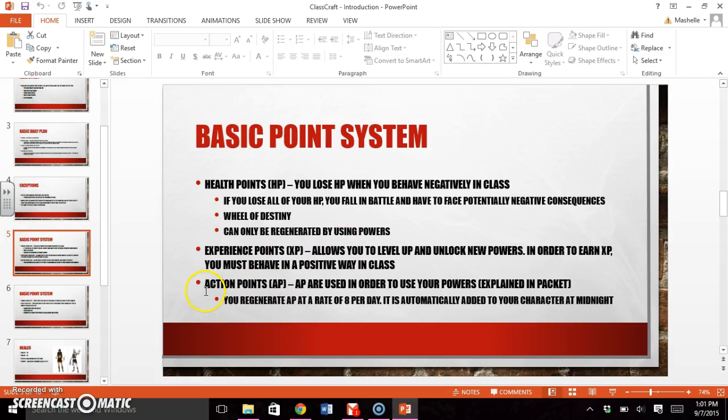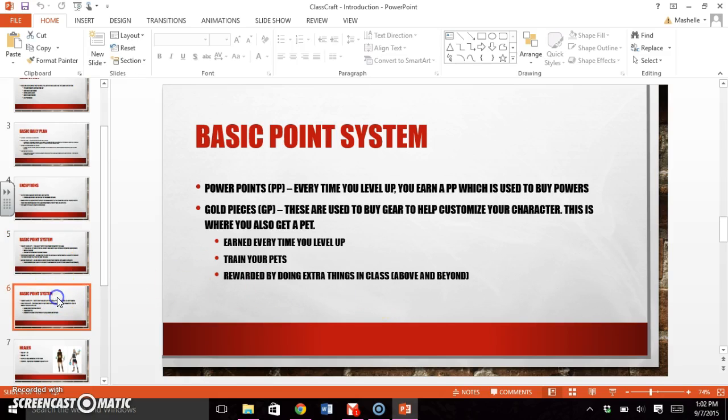Now, action points, or AP, this is what you use to use your powers. The powers are explained in the packet, and when I show you what one of my other classes is already doing, it'll help there too. Now, your action points regenerate on a nightly basis of 8 per day. It only regenerates Monday through Thursday. It doesn't regenerate over the weekends, and it does it automatically at midnight. And this is what you have to spend on your powers. So it's important that you pay attention to these, and you can actually get more too from teammates.